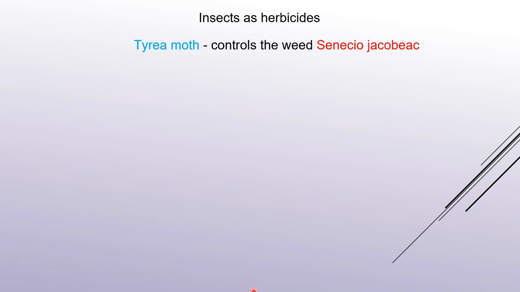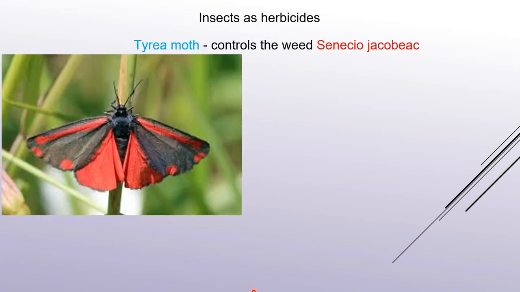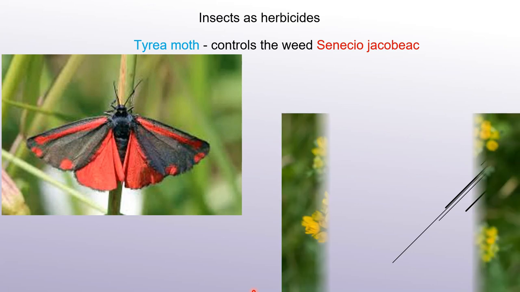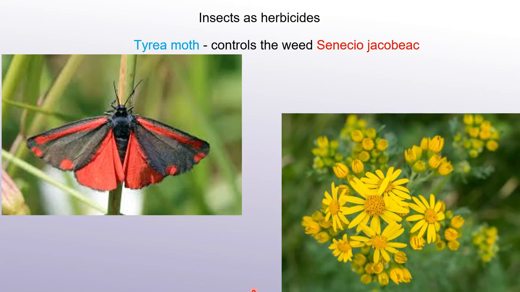Insects as herbicides. Tyria moth, this is the Tyria moth which controls the weed Senecio jacobaea. Now there is a difference between a moth and a butterfly, but this is not a butterfly, this is a moth and the name is Tyria moth. The moth is basically larger in size and they are not very active like the butterfly. Their body is dusted with a lot of powder. It controls the weed Senecio jacobaea. This is this particular weed.